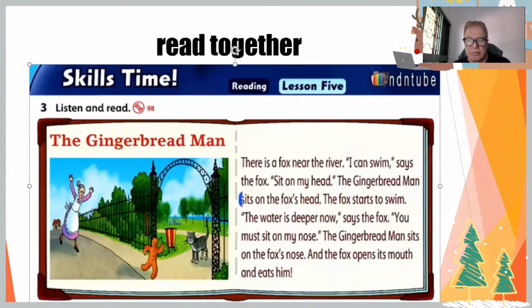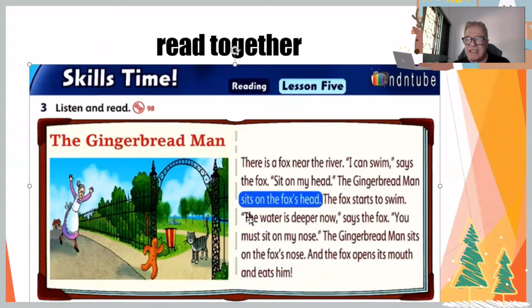The gingerbread man sits on the fox's head. The gingerbread man sits. On the fox's head. The gingerbread man sits on the fox's head. Okay.